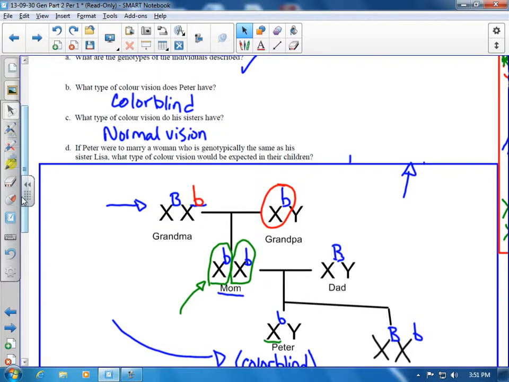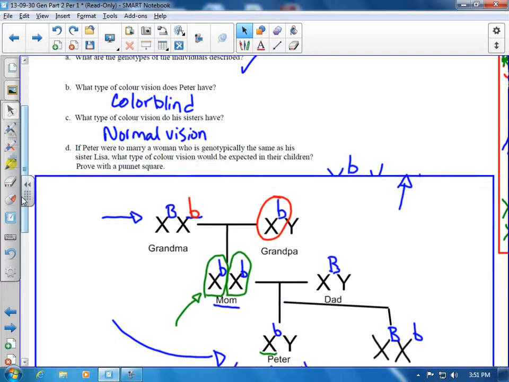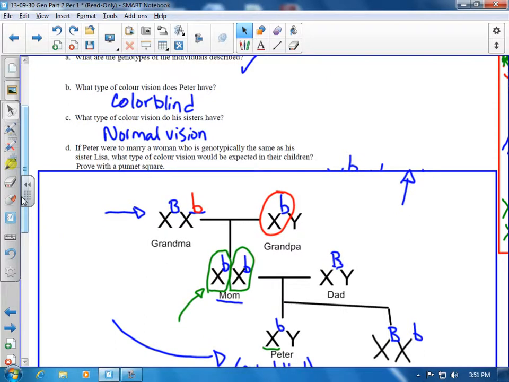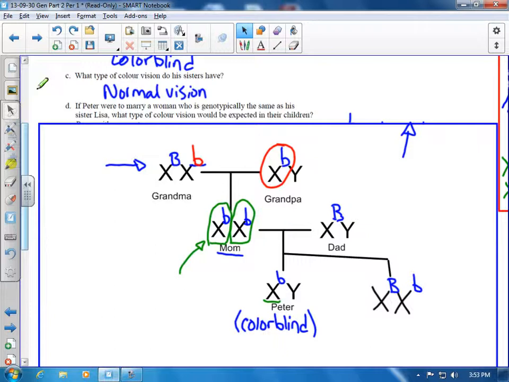Well, then let's take a quick glance down. Whoa, what is going on? Let me pause and fix this. All right, I think I've come close. If Peter were to marry a woman who is genotypically the same as his sister Lisa, there's Lisa down here, what type of color vision would be expected in their children?